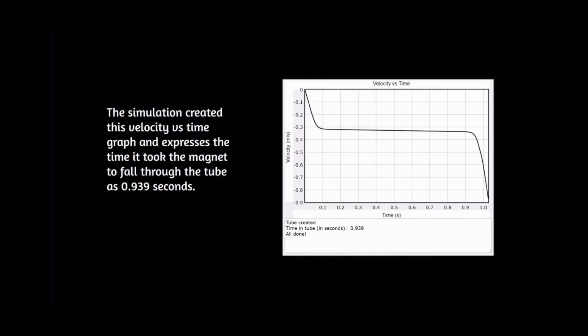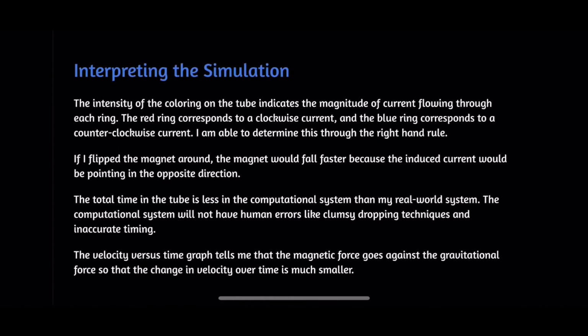The simulation created this velocity versus time graph and expresses the time it took the magnet to fall through the tube as 0.93 seconds. Let's interpret the simulation. The intensity of the coloring on the tube indicates the magnitude of the current flowing through each ring. The red ring corresponds to a clockwise current and the blue ring corresponds to a counterclockwise current. I'm able to determine this through the right-hand rule.